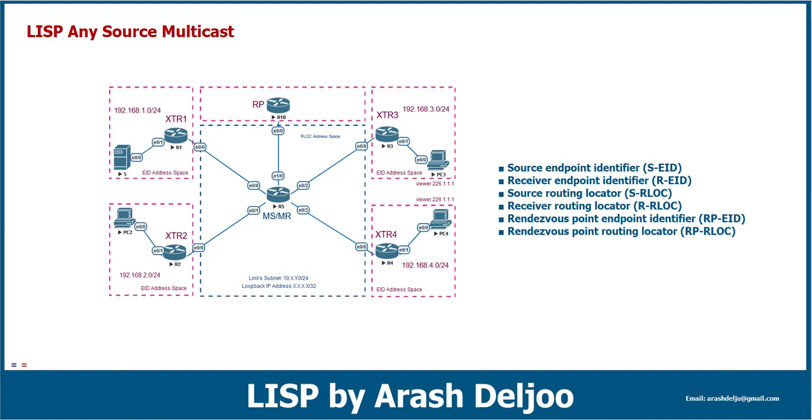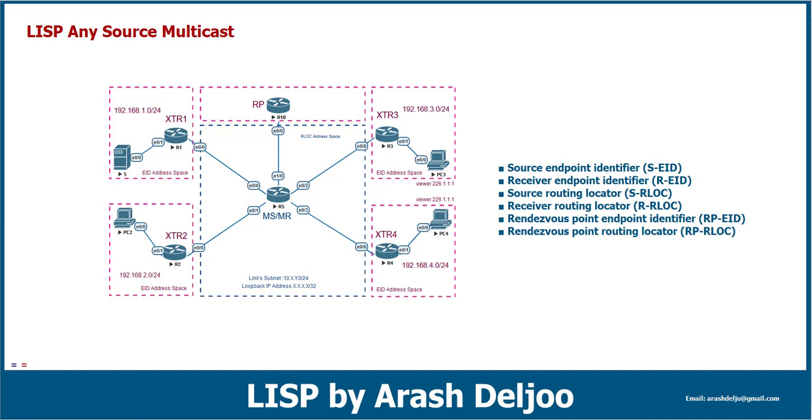LISP infrastructure also provides support for multicast traffic, and you know that we have some differences between how LISP handles unicast packets and how it handles multicast packets. We talked about that in the previous video. You know that for unicast we need mapping of the source and destination, but for multicast we need the mapping only for the source.